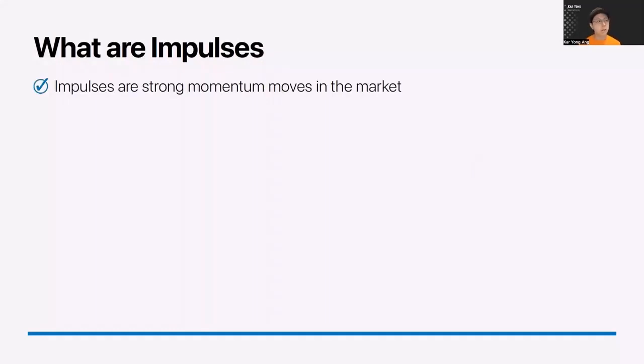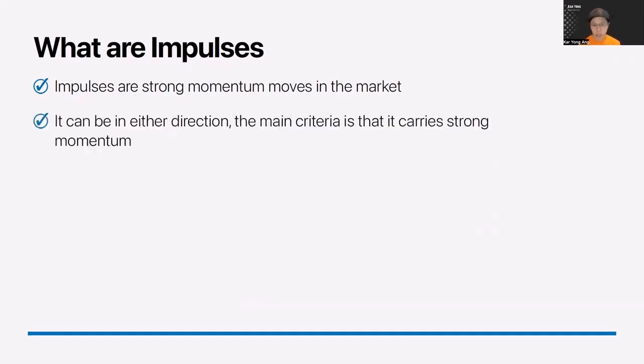What are impulses? Impulses are basically movement that are very fast, that have strong momentum in the market. So in terms of direction of an impulse, it can go up or down. We're not talking about direction yet, but the idea is we want to understand this particular move in price. Is it fast or slow? If there's a lot of momentum, the price changes very fast. That's what we call an impulse. As I mentioned, it can be in either direction.